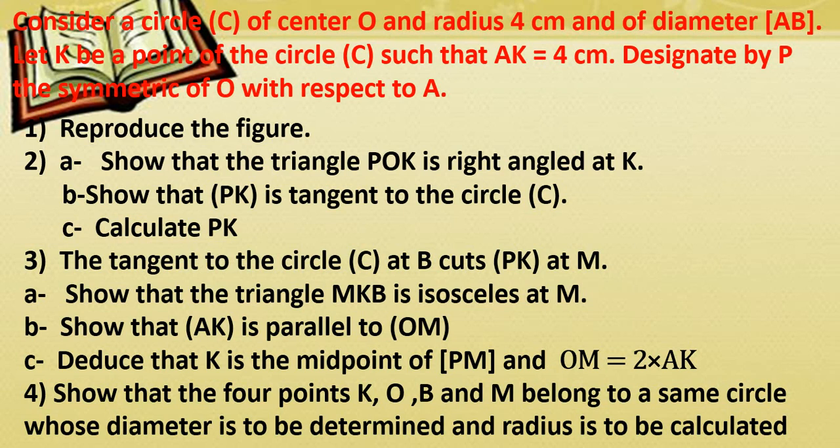4. Show that the 4 points K, O, B and M belong to a same circle whose diameter is to be determined and radius is to be calculated.